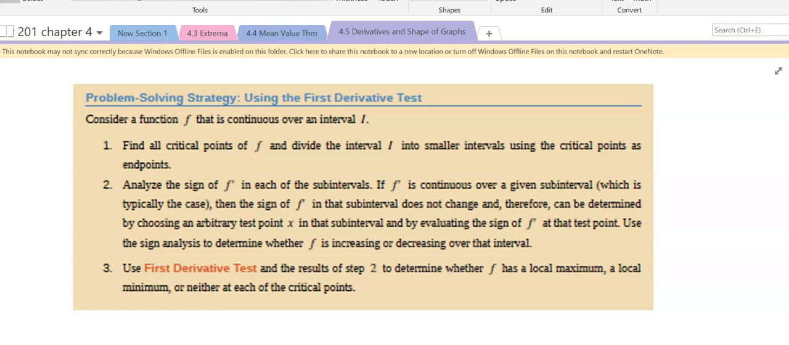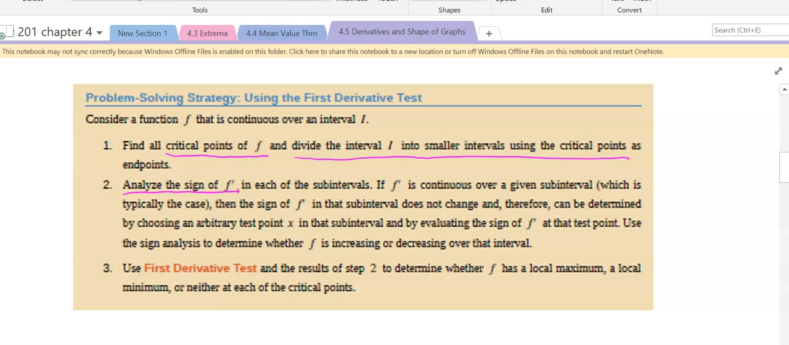Step 1 means you need to find all the critical points of the function. Use the critical points to divide the domain of the function into smaller intervals. Once you have divided the domain into smaller intervals with the critical points as the endpoints, then analyze the sign of the first derivative in each of those subintervals.